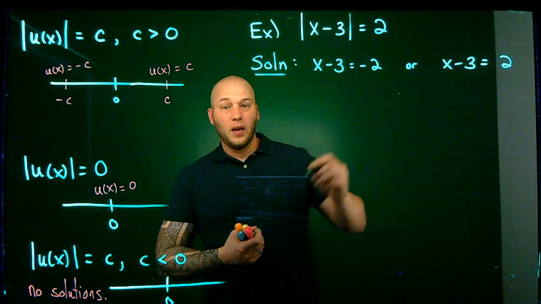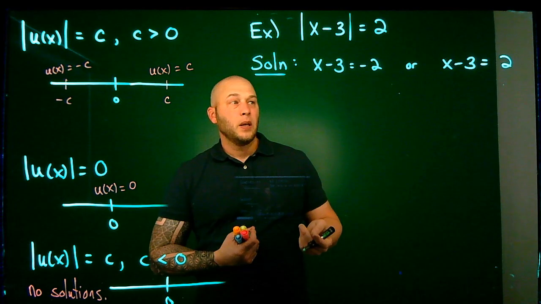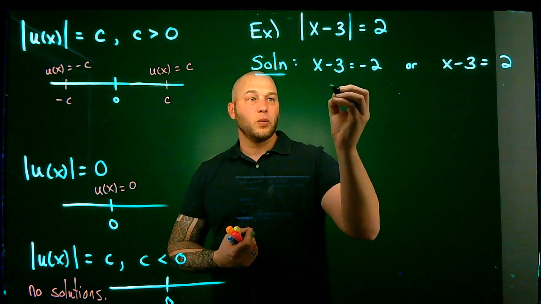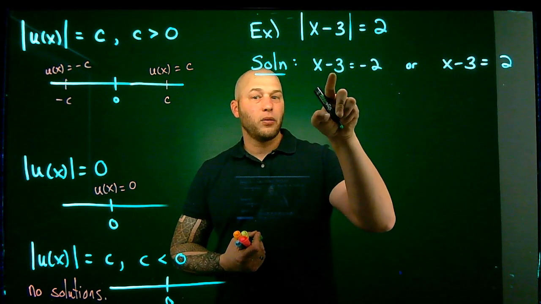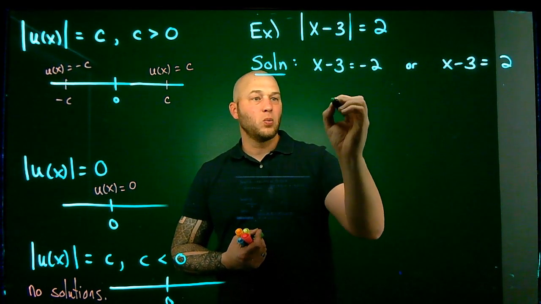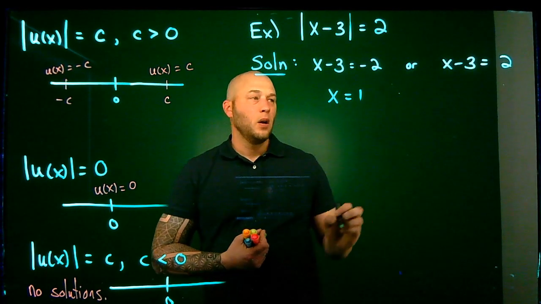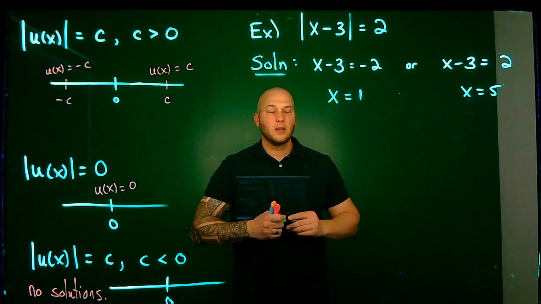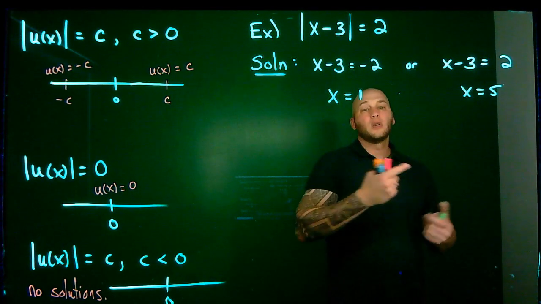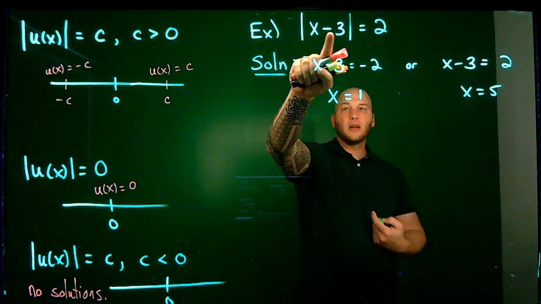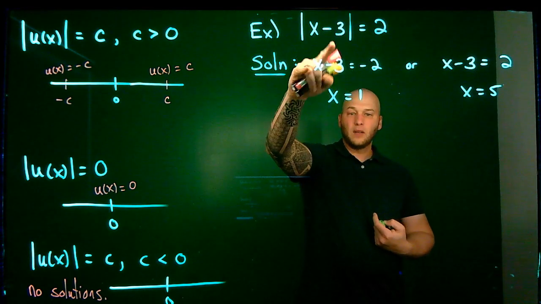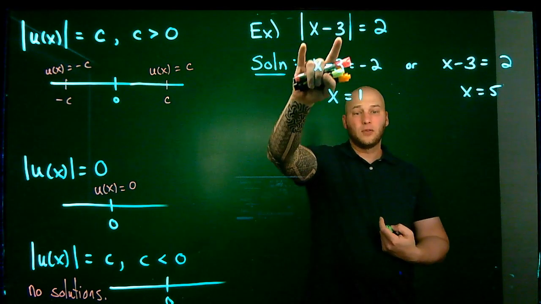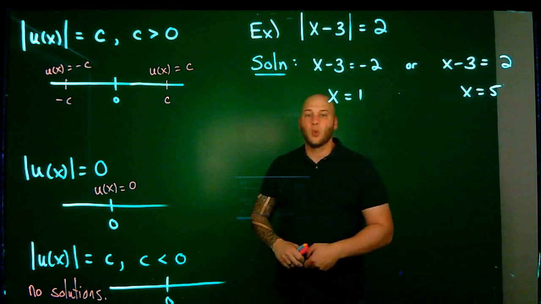Now I have a pair of linear equations. To solve this, I'm going to do the inverse operation of subtracting 3. In other words, I'm going to add 3 to both sides. Add 3, they cancel. Add 3 over here, negative 2 plus 3 is 1. That gives me x is equal to 1. Over here, if I add 3, I get x is equal to 5. And again, this says that the solutions would be 1 and 5. You can check those. If I plug 1 in, 1 minus 3 is negative 2. The absolute value of negative 2 is positive 2. If I plug in 5, 5 minus 3 is positive 2. The absolute value of 2 is 2. Therefore, that one checks as well.